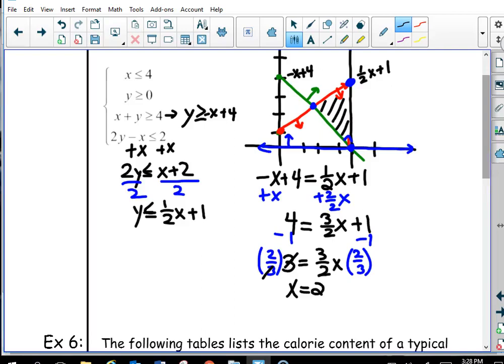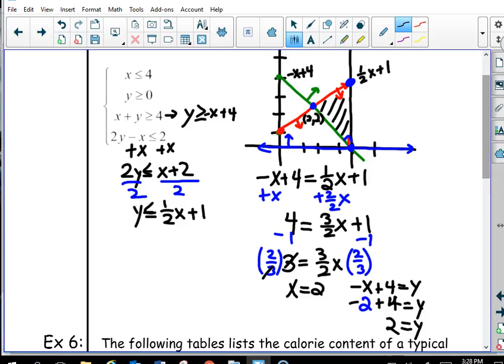And what's my y coordinate? Well, I can plug it into either one. So if x is equal to 2, negative x plus 4 is equal to y. So negative 2 plus 4 equals y. It looks like y is equal to positive 2 as well. So this intersection in the middle is at 2, 2.